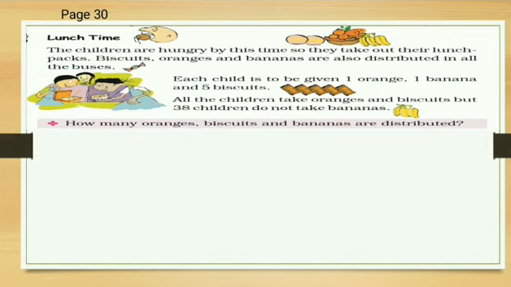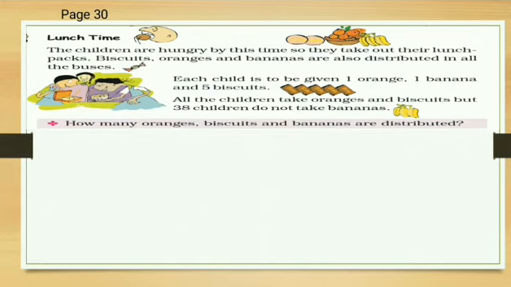It was lunchtime. The children are hungry by this time, so they take out their lunch packs. Biscuits, oranges and bananas are also distributed in all the buses. Now each child is to be given 1 orange, 1 banana and 5 biscuits. All the children take oranges and biscuits, but 38 children did not take bananas.